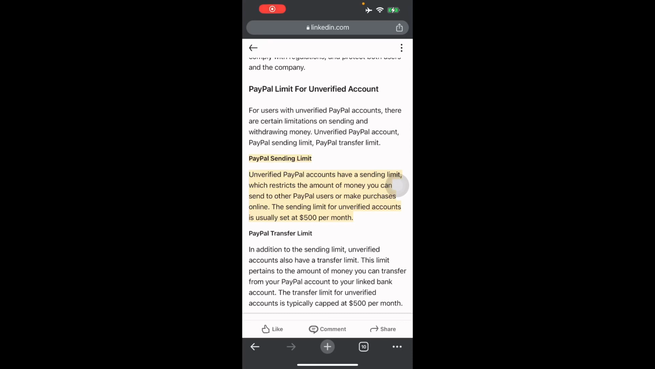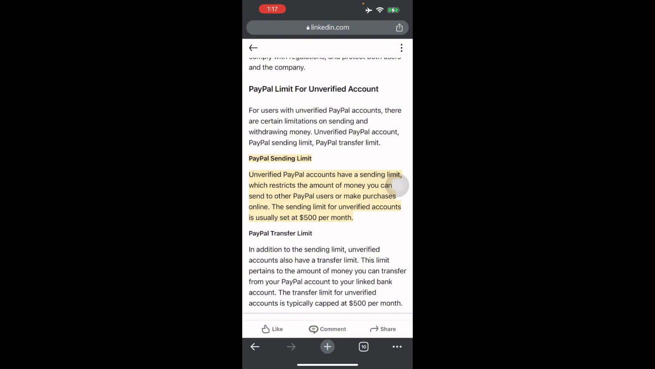So hello guys, today I'll be teaching you how to use your PayPal without verification. It's pretty simple and I'll explain how to do so. Basically, you can use PayPal without verification of your bank account. There are only a few hiccups when doing so.